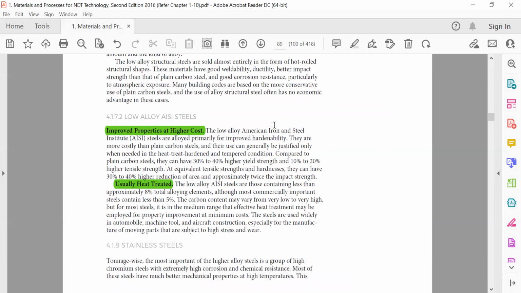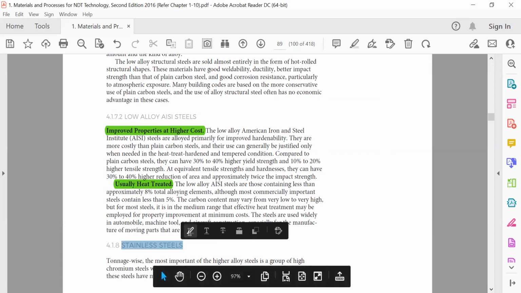The low alloy American Iron and Steel Institute steels are alloyed primarily for improved hardenability. They are more costly than plain carbon steels, and their use can generally be justified only when needed in the heat-treated, hardened and tempered condition. Usually heat-treated, the low alloy AISI steels are those containing less than approximately 8% total alloying elements. Although most commercially important steels contain less than 5%, the carbon content may vary from very low to very high.